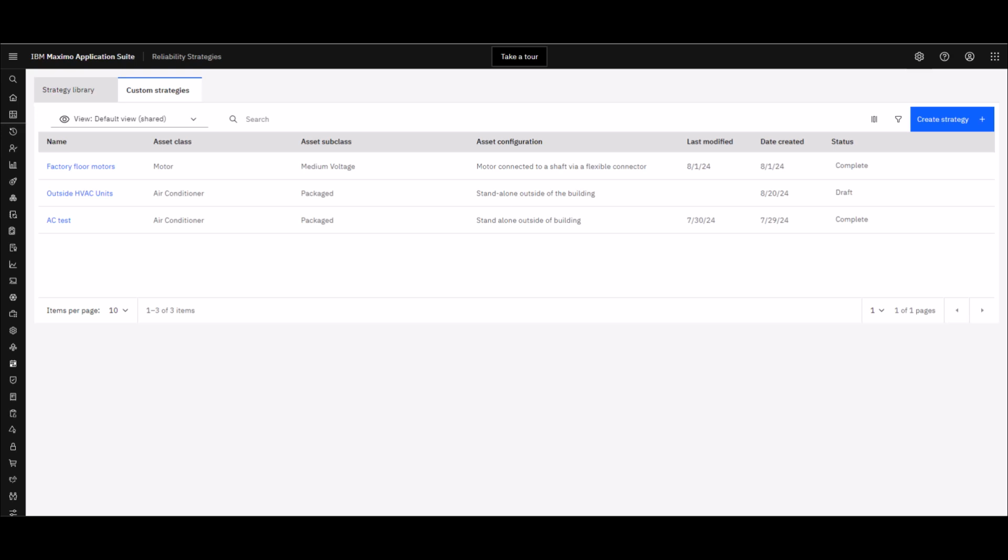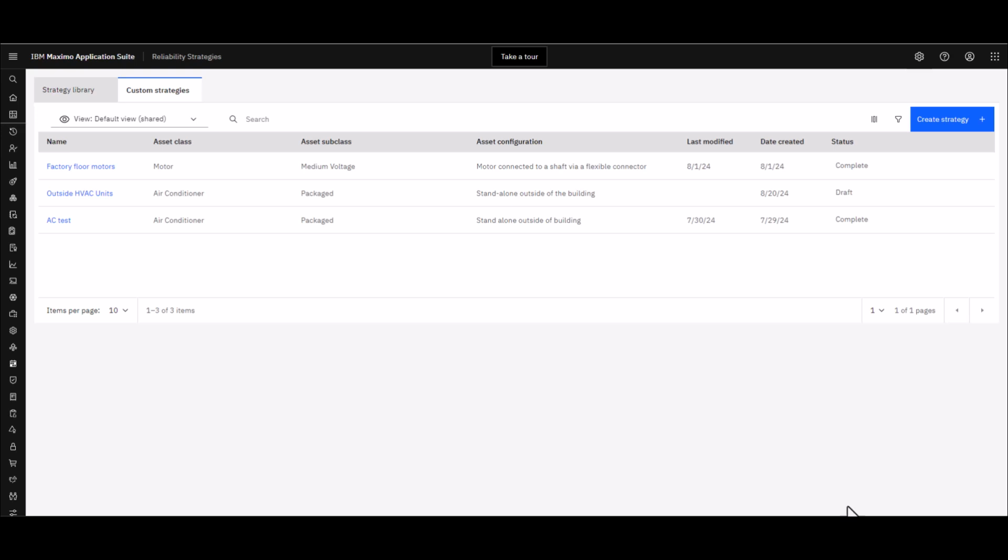Okay, so welcome back. This is part 2 of working with custom reliability strategies. And if you recall, in part 1, we started to create and then saved a custom strategy. And so this time we're going to turn our attention to the failure modes tab of that strategy.